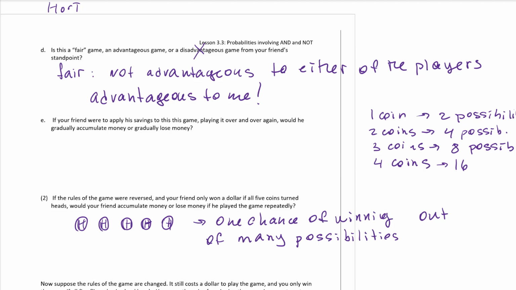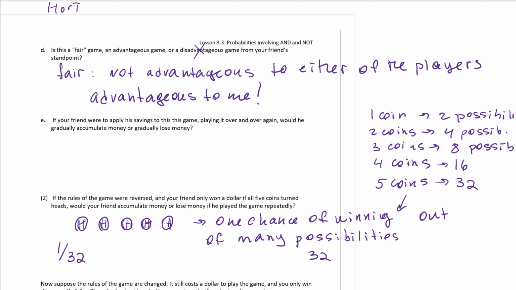You can write them all out, by the way. You'll get 16 possible answers. 16 possible combinations. If you got 5 coins, that's exactly what we're looking for. How many possibilities are there? Double it again and you get 32. There are 32 possibilities of winning.